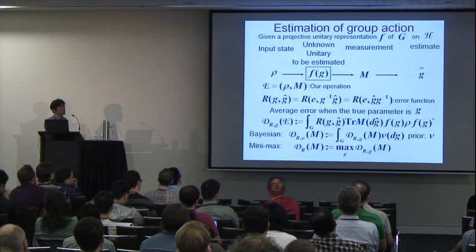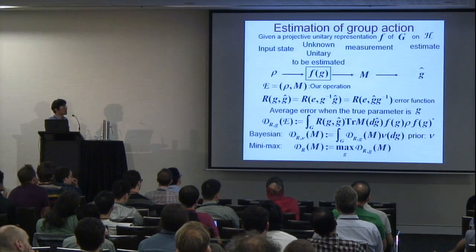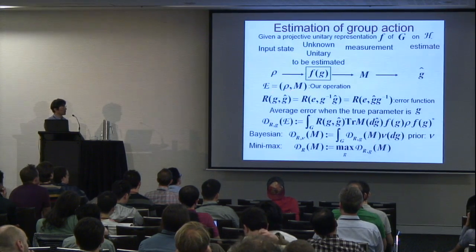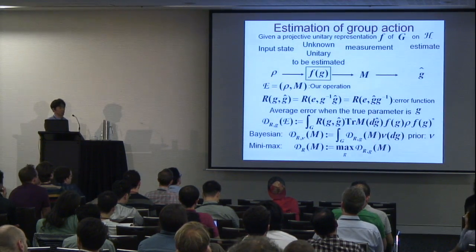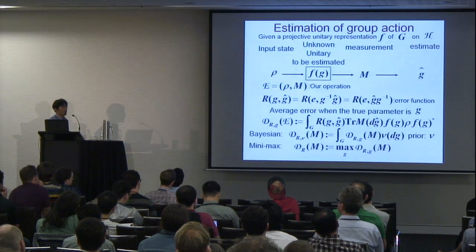So in this setting, we have two kinds of freedom. One is a choice of input state. Another one is a choice of measurement. So we optimize both choices. This is our operation. And also in that setting, we consider an error function.